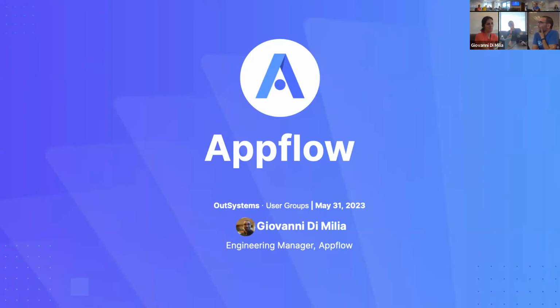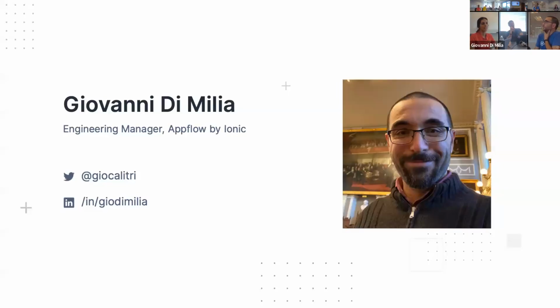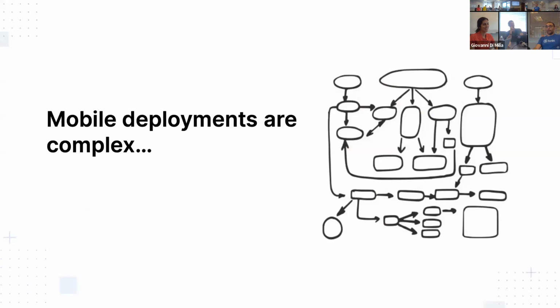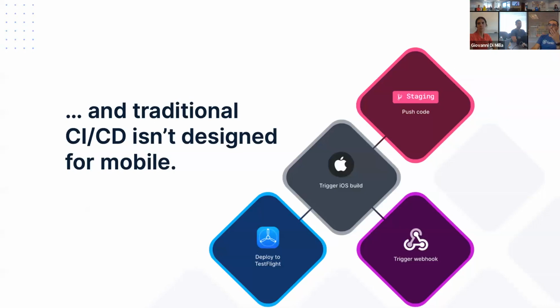Okay, so Appflow is Ionic's SaaS product, a CI/CD system to build mobile apps. I already introduced myself, and a lot of this is a quick recap of what Faisal already said. Mobile development and mobile deployments are kind of complex. Both building and deploying a mobile app is quite complex.